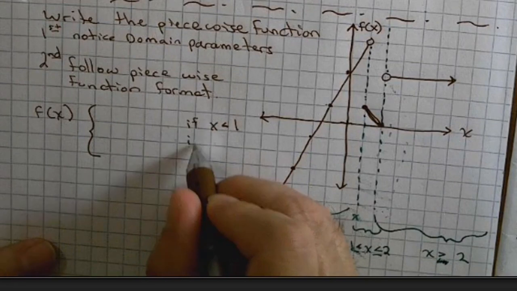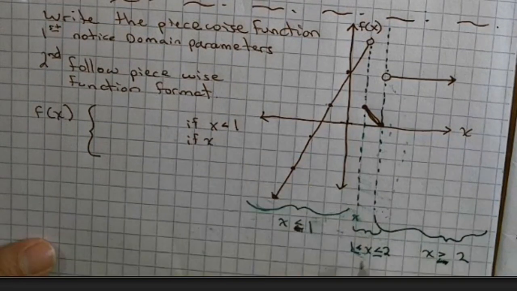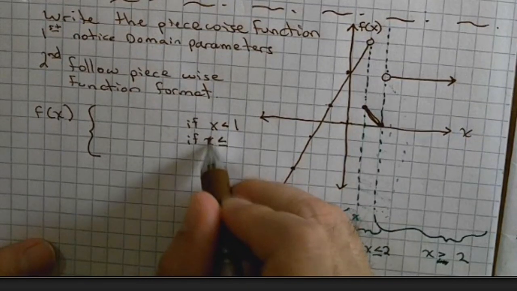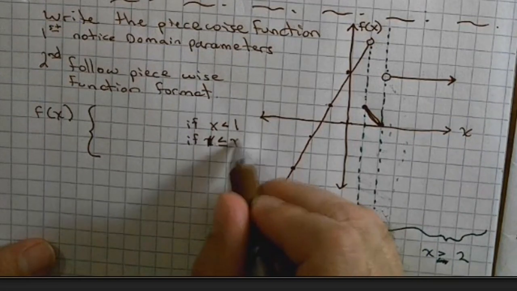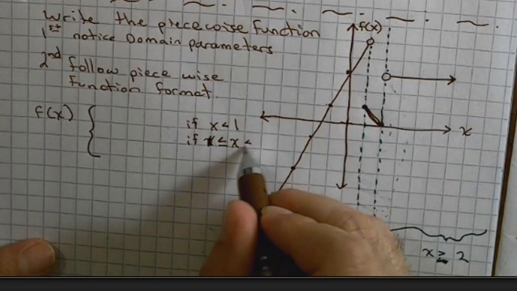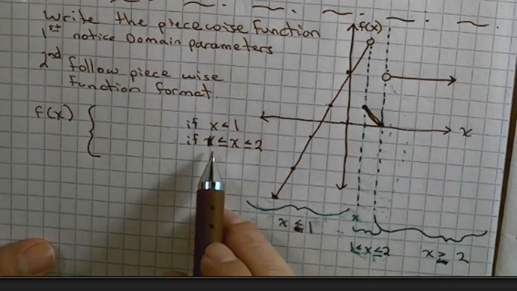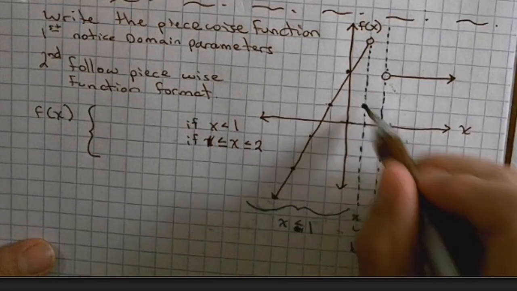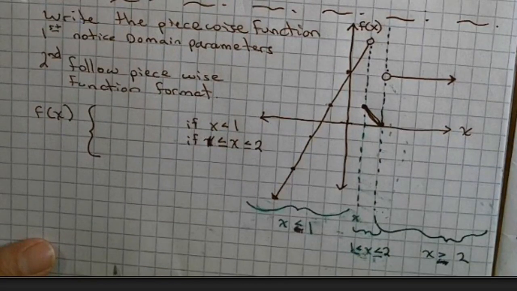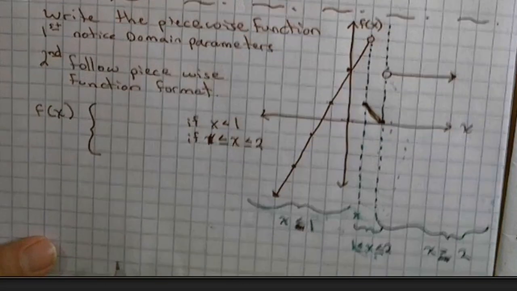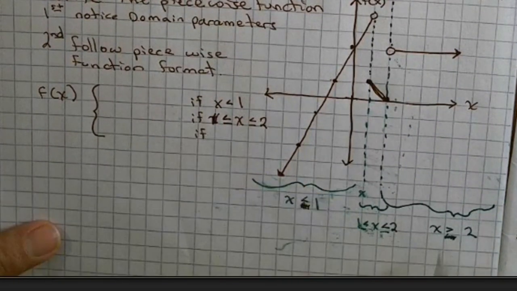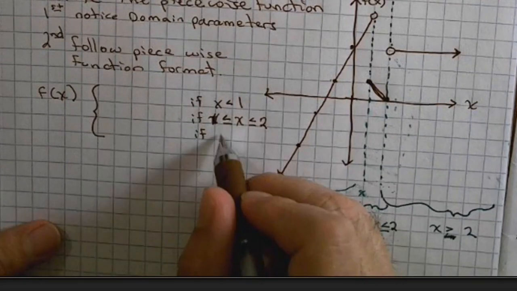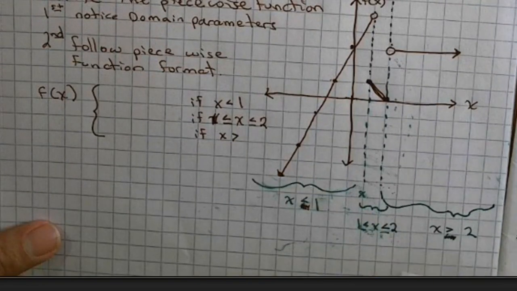Here we're going to say if 1 is less than or equal to x is less than or equal to 2. And I'm using the or equal because it's a closed dot right there. And then we have our third restriction, which is if x is greater than 2.